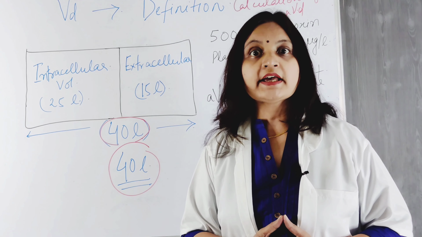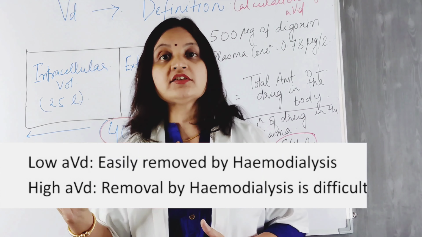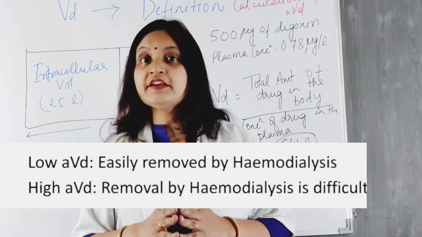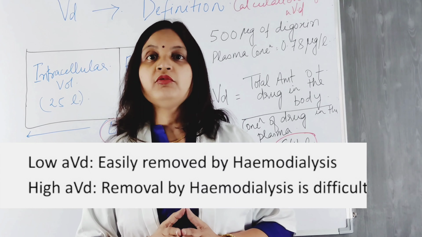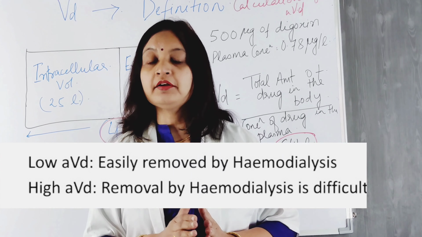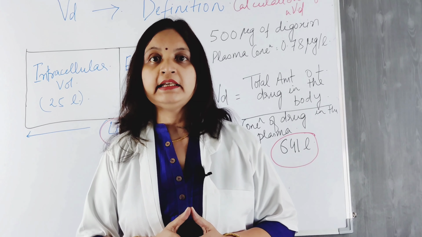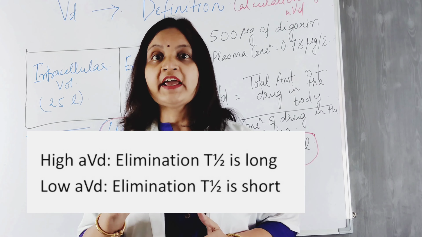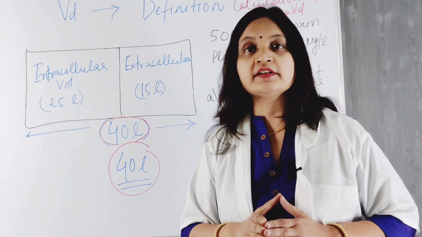A drug which has a high volume of distribution is widely distributed in the extravascular tissues and it is difficult to remove these drugs by hemodialysis, whereas the drugs which are confined to the vascular compartment are easily removed by hemodialysis. Secondly, the elimination half-life of the drug is long for a drug which has a high volume of distribution.